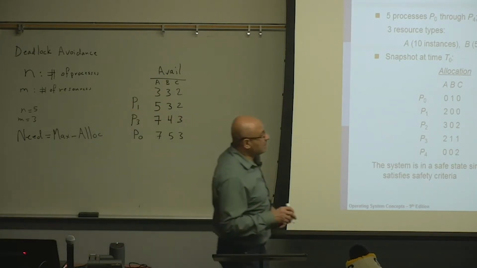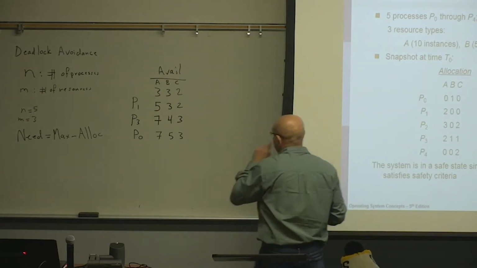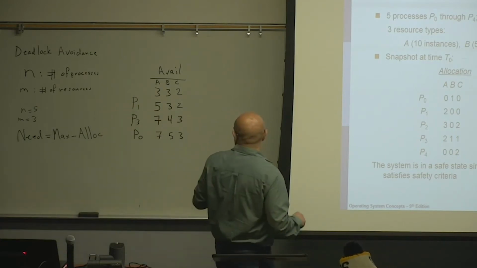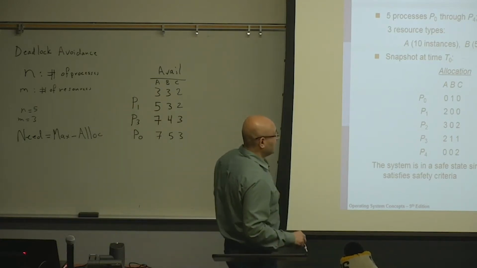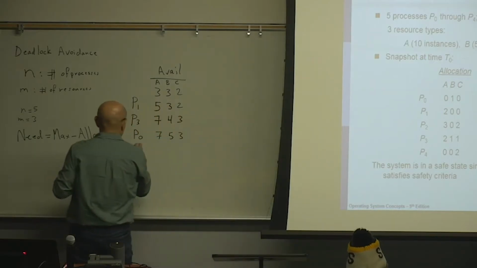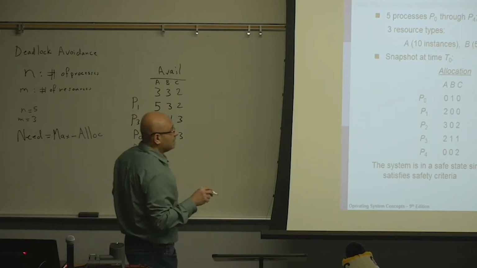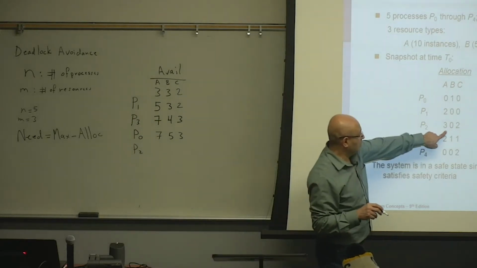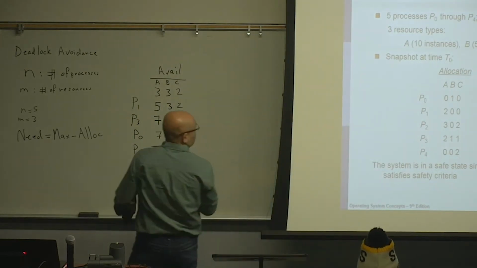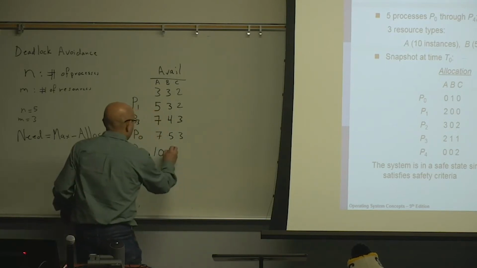Now with 753, we don't check the processes that we have already finished. So P1, P3, P0 are finished. So we need to check P2. Can we satisfy the needs of P2? Yes. So we put P2. Then we add what is allocated to P2 to available. So we add this to available. So 302, that's going to make it 10, 5, 5.